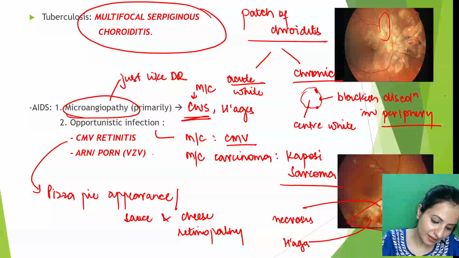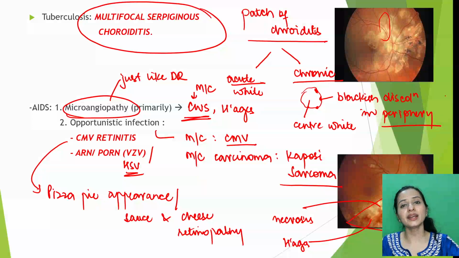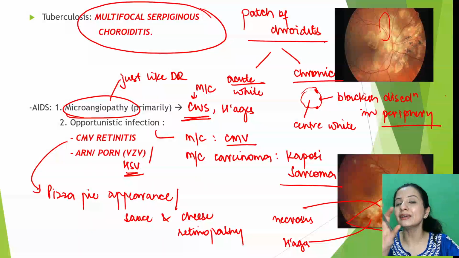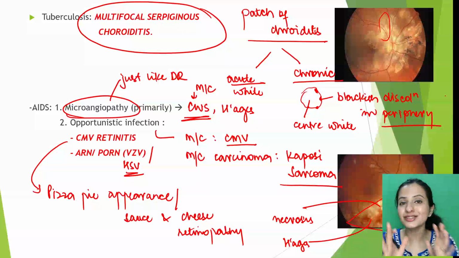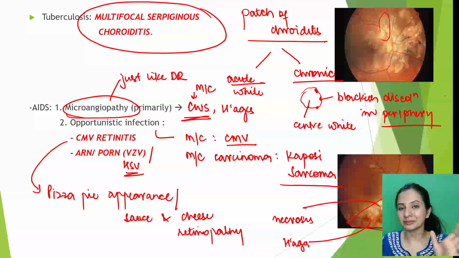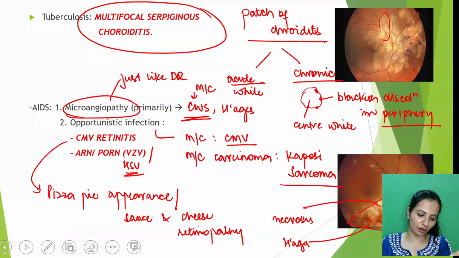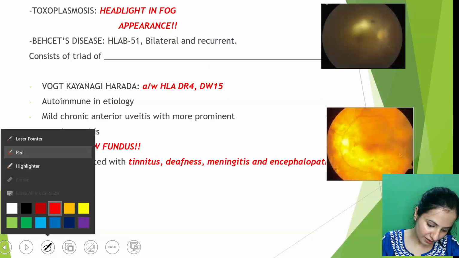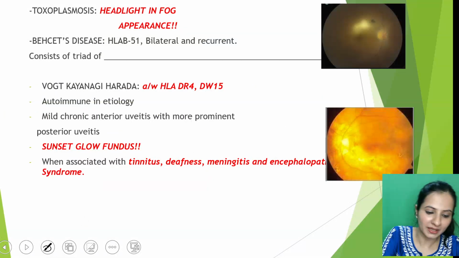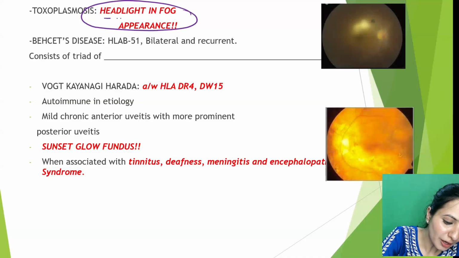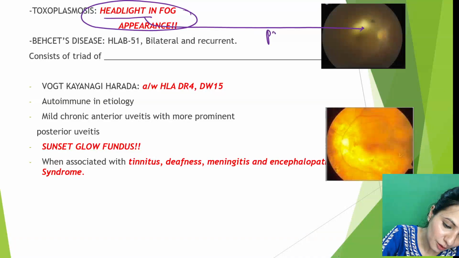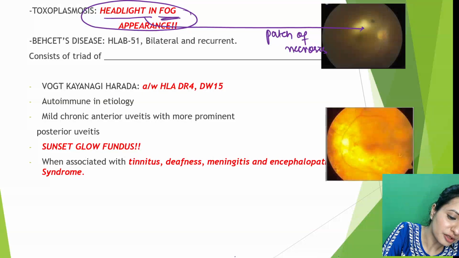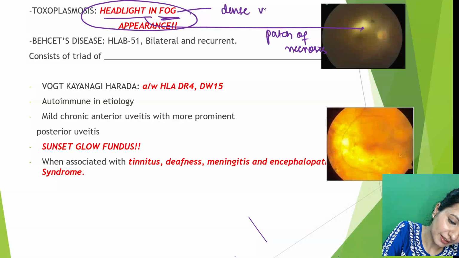Then you have varicella zoster virus or the herpes simplex virus, in which you can have acute retinal necrosis. Whenever the retina necroses, it will have a white patch. Just remember this thing, any white patch on retina means area of retinal necrosis. Then toxoplasmosis, very important MCQ. They ask you what is the fundus appearance of toxoplasmosis? It is headlight in fog. So your headlight is this, this is your patch of necrosis, and fog refers to the dense vitritis.